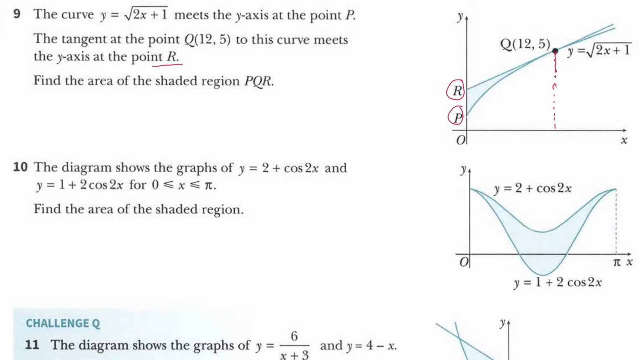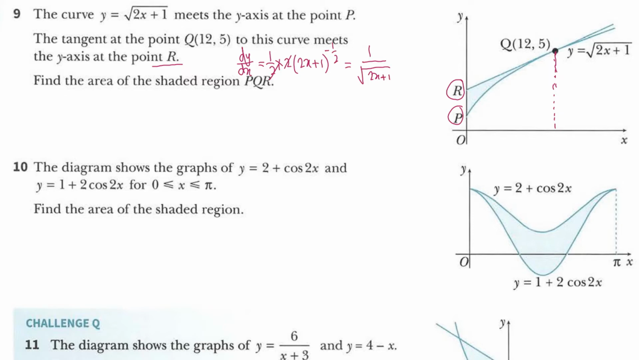For the coordinates of R, we need the tangent equation, so let's find it first. We need to differentiate to get the gradient of this tangent, dy by dx. It would be half into 2, then (2x plus 1) to the power half minus 1, which is minus half. So you can cancel this 2; the 2 comes from the coefficient of x. The other is normal integration. So we can write it as 1 by root of (2x plus 1).